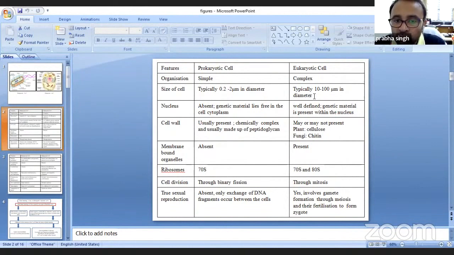They divide through binary fission. That means when the cell size increases, then the constriction forms from the plasma membrane, from the periphery.